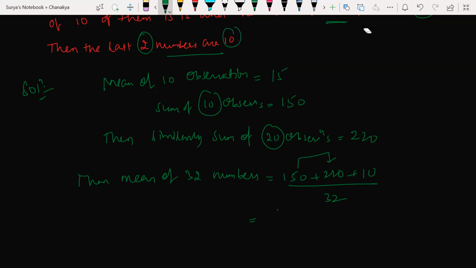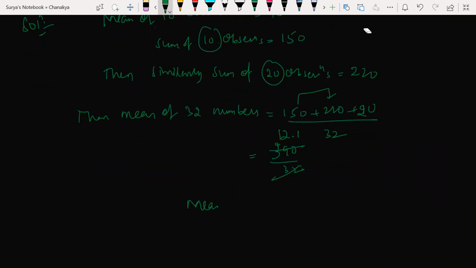Then what will the sum of the last two numbers be? 20, right? 2 into 10. Am I correct? Yes, sir, 20. Look at this here. The last two numbers are 10 given. So the sum is going to be 10 plus 10, 20. So 370 plus 20, 390 by 32. 32 ones are 32, 7 remainder. So you will get 12 point something. Yes, you are right. 12.1 something will come.